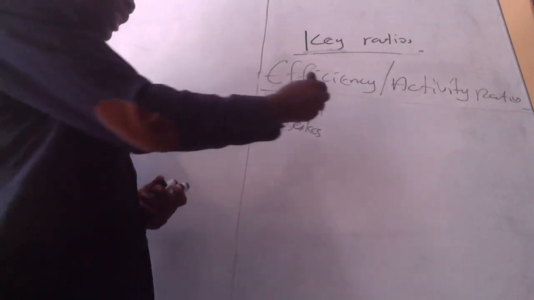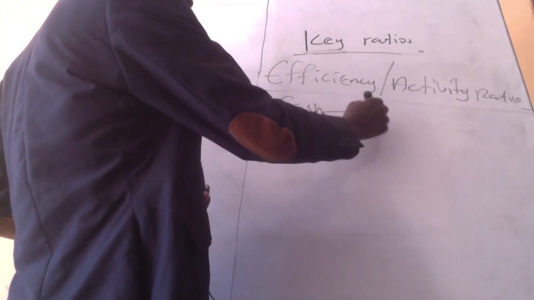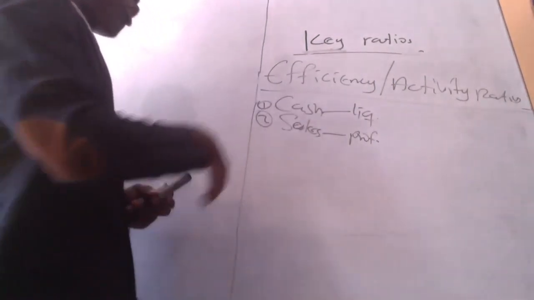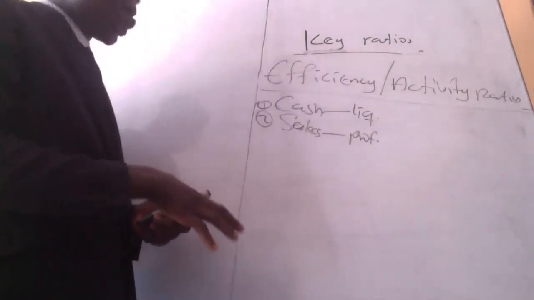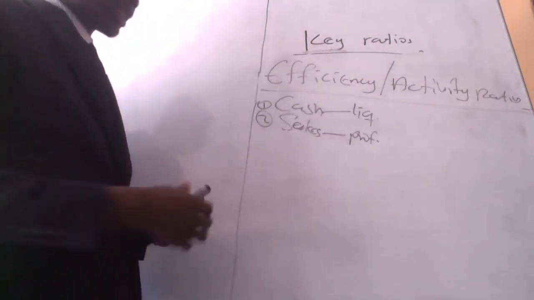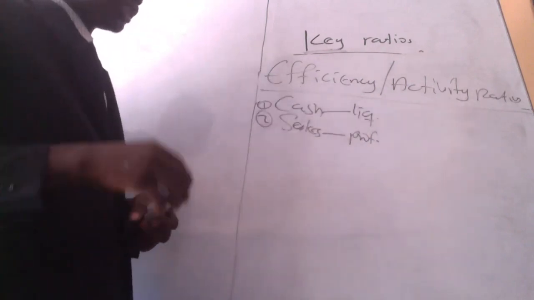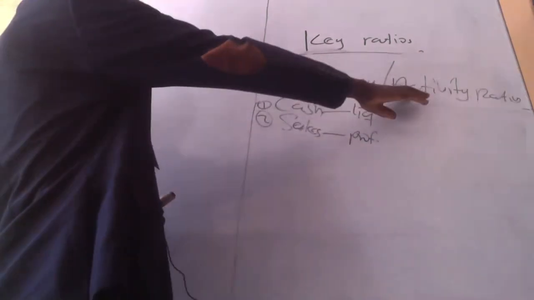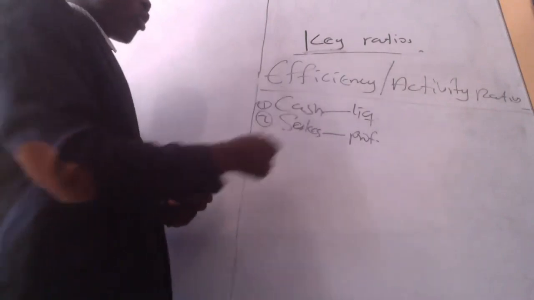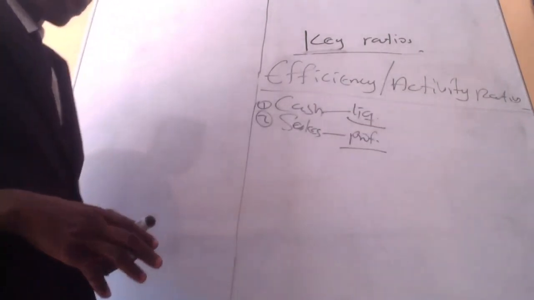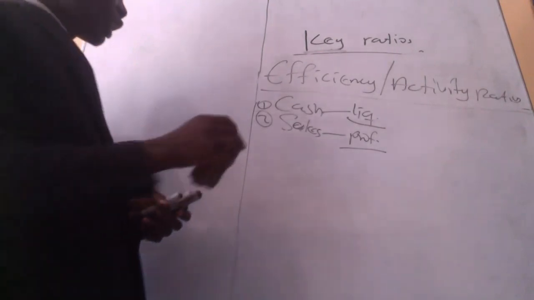So cash talks about liquidity, sales talks about profitability. So basically, all the efficiency or activity ratios can be shared between liquidity and profitability. I'll do it for you. Good. Now let's start.